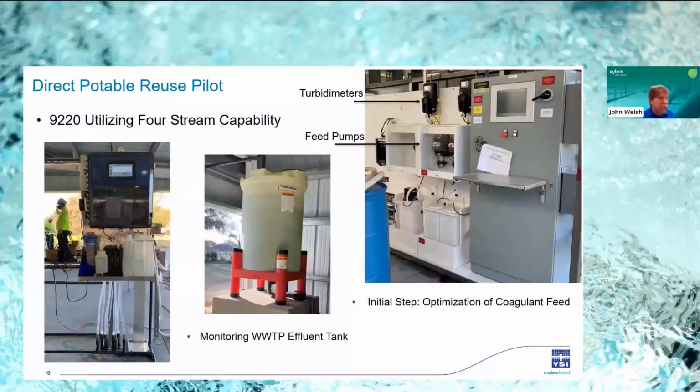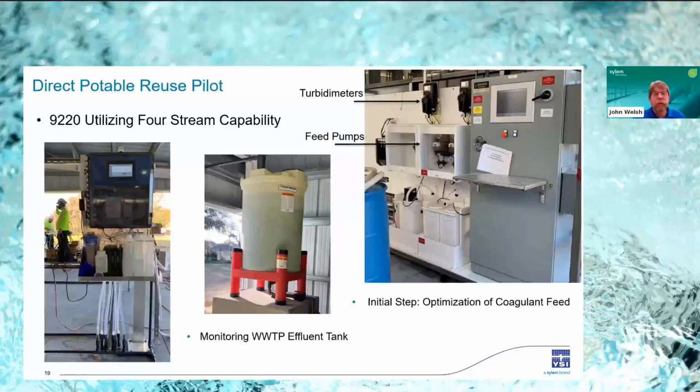I show one picture. This was the best picture that I had of the current instrument run using all 4 streams. This is in a direct potable reuse pilot. At the time this was taken, the pilot plant was still under construction, although the instrument is plumbed for all 4 streams. And we were monitoring the wastewater treatment plant effluent as the influent to this plant, and the initial step, which was optimization of the coagulant feed.